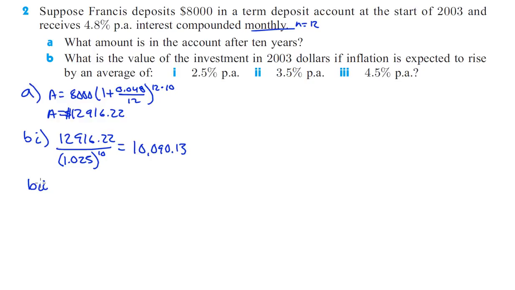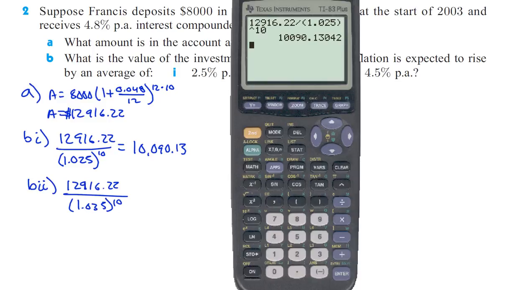B, and this is going to be the same number, 12,916.22, and now we're going to divide it by, instead of 2.5%, 3.5%. So 1.035 to the 10th.